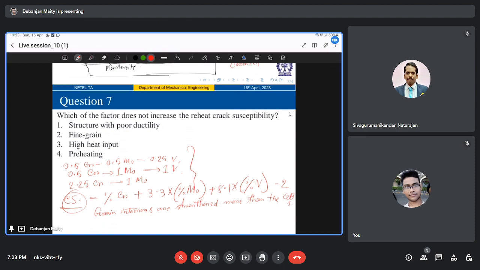So here for this question, which of the factors does not increase the reheat crack susceptibility? Structure with poor ductility increases the reheat crack susceptibility. Higher heat input also increases the crack susceptibility. And then preheating, it also increases the crack susceptibility. So only the fine grained structure does not increase the reheat crack susceptibility.